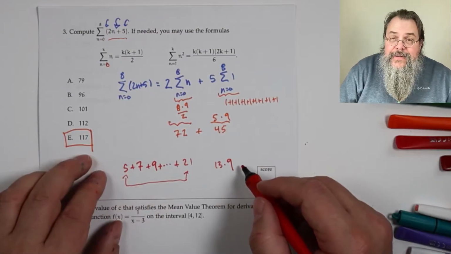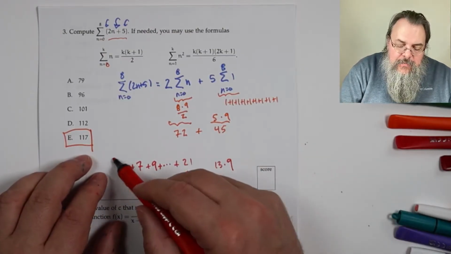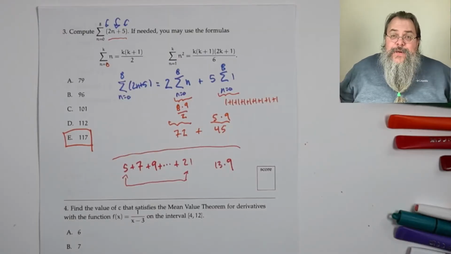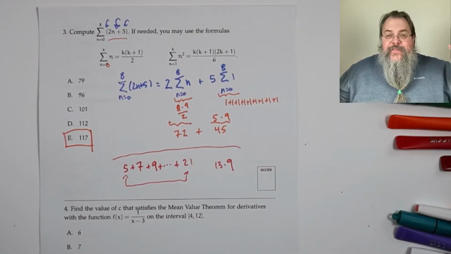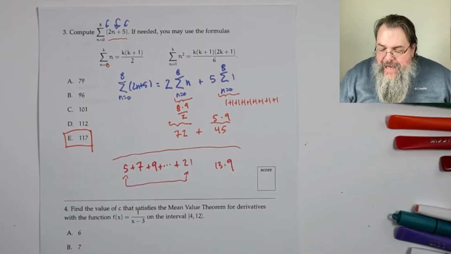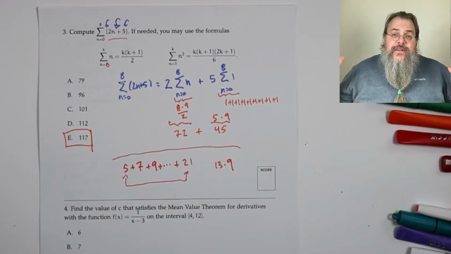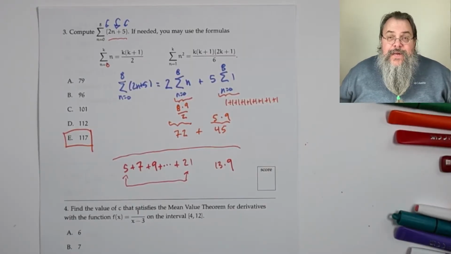It's 117. Now, if what I just said didn't make any sense, don't worry. You don't have to know every way to solve a problem. That's the fun thing about math. You just have to know a way. Now, it gets a little bit more interesting when you have many ways.